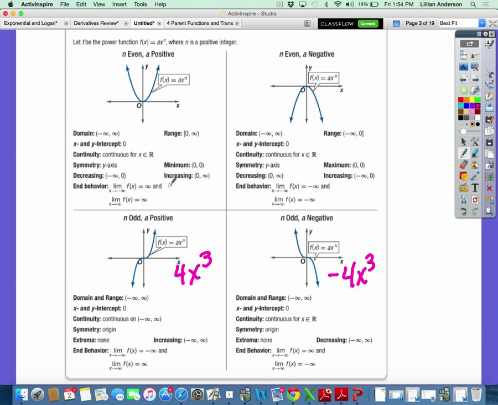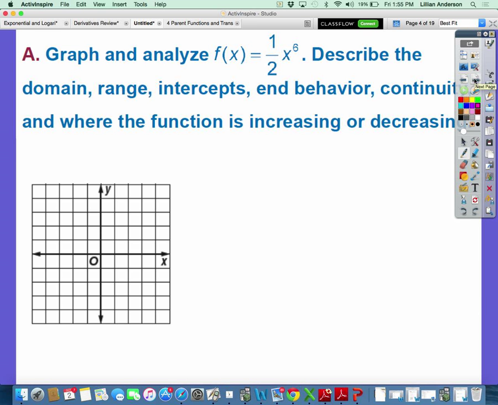Now realize the higher the degree goes, the more humps you may have, depending on how much it's been stretched. So do realize that does take into account. But the ends will still look like the ends of a quadratic. Okay? So what we're going to do is analyze this particular function. We're going to describe the domain and range, the intercepts, the end behavior, the continuity, and where this function is increasing and decreasing, because that was one of the things we should be able to do by the end of the lesson: analyze these graphs.